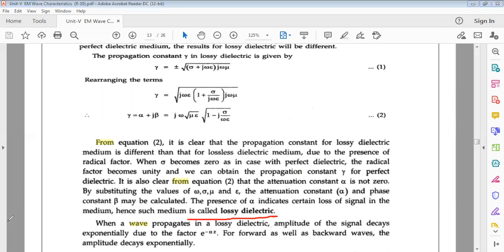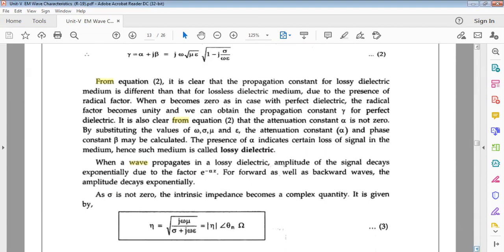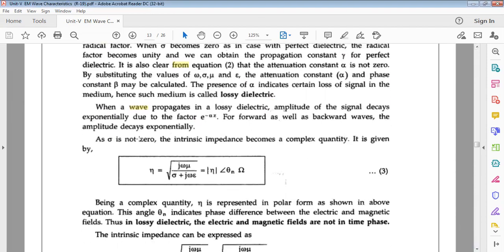When a wave propagates in a lossy dielectric, the amplitude of the signal decays exponentially due to the factor e power minus alpha z, for the forward as well as the backward wave. And as sigma is not zero, the intrinsic impedance also becomes a complex quantity. It is given by eta equal to the square root of j omega mu by sigma plus j omega epsilon.